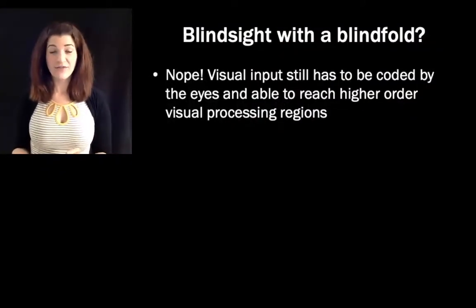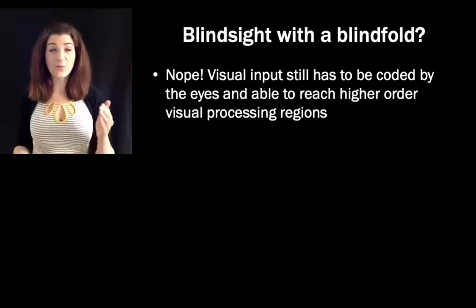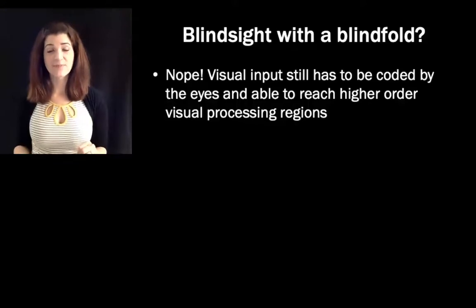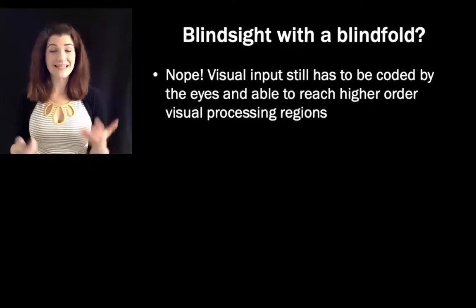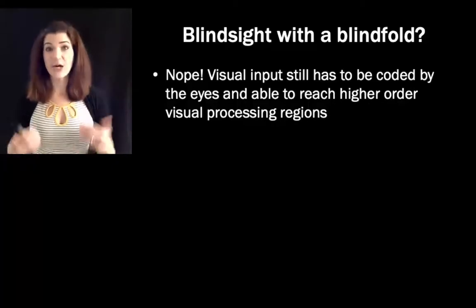Nope. Blindsight would not work if they're wearing a blindfold. The visual information still has to get into the brain somehow. So blindsight only happens when there's damage to V1, but the rest of the visual pathway is intact. So for instance, someone who is blind because of damage sustained to the eyes or to the optic nerve couldn't possibly have blindsight because that visual information needs some way of making it into the brain.